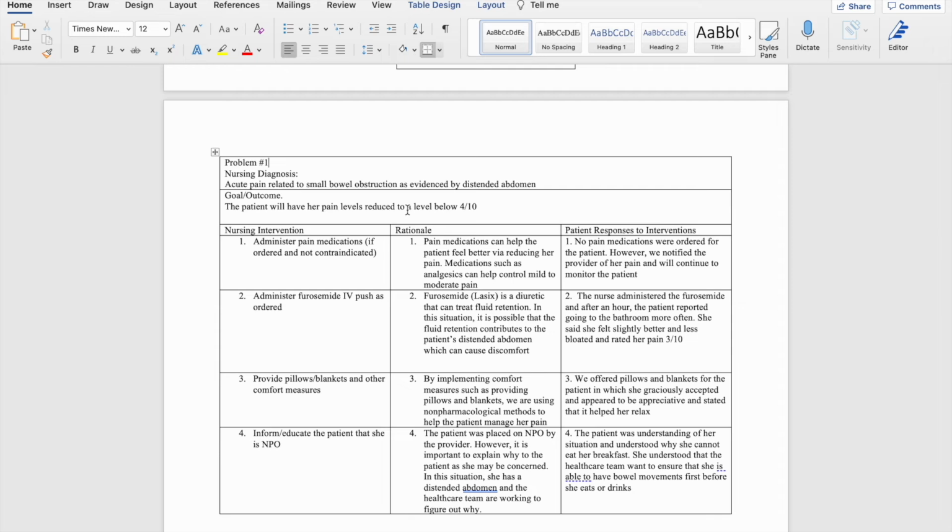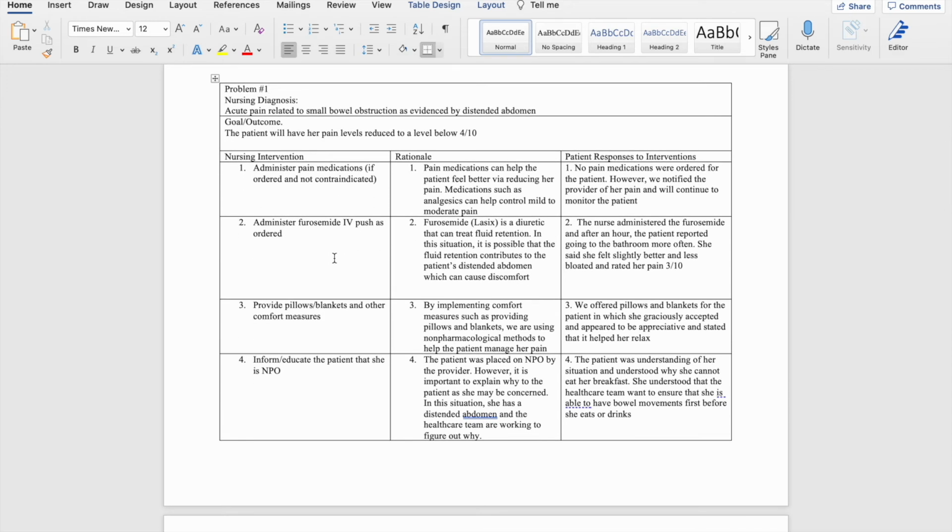So how are we going to achieve this goal or outcome? We're going to do this via nursing interventions. And as we see here, these are some interventions that came to my mind on how we're going to assist the patient in reducing her pain levels. The first intervention was we're going to administer pain medications, and we have the rationale here. The rationale just explains why we're doing this intervention. And then we have the patient response to the intervention, essentially describing what the outcome was after we implemented this intervention. Did it help?